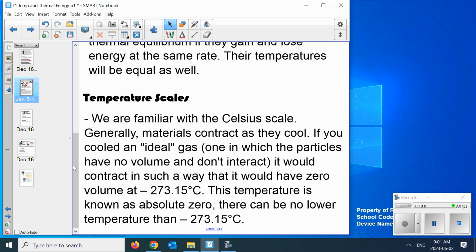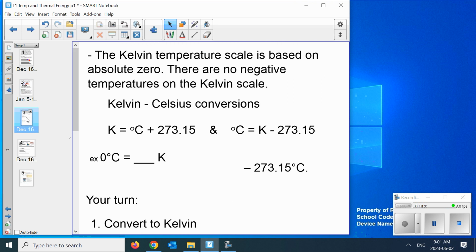Now, we can't actually obtain absolute zero, as it's called, but it's sort of a limit of how cold something in the universe can be. You can get as close to it as you want, but you can't quite hit it. There's some quantum mechanics reasons that we're not getting into. So this temperature is known as absolute zero. There can't be anything lower in temperature than minus 273.15. Now this is about temperature scales, so just a second, I'll flip the page. You will too.